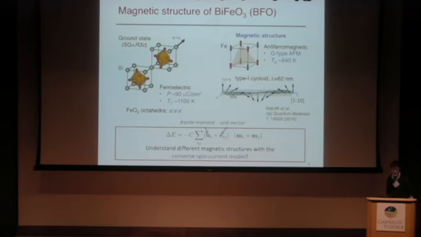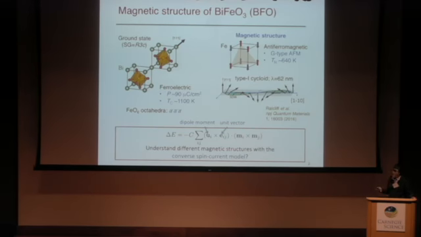So BFO is a very rare room temperature multiferroic. The ground state has rhombohedral symmetry with the space group R3c. It has a very large polarization pointing along the 111 direction, and a very high Curie temperature above 1,000 Kelvin. It also has antiphase oxygen octahedral tilting along the polarization direction. Its magnetic structure is approximately G-type antiferromagnetic, and the Néel temperature is more than 600 Kelvin.